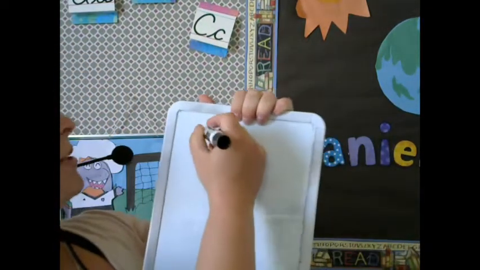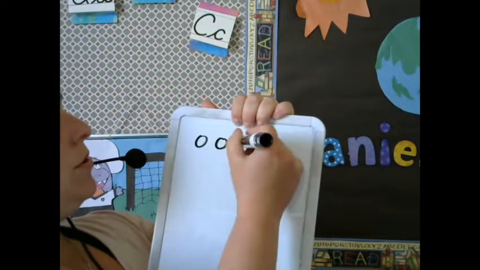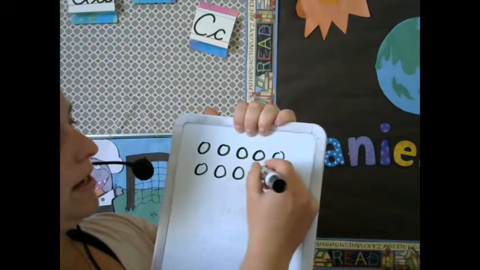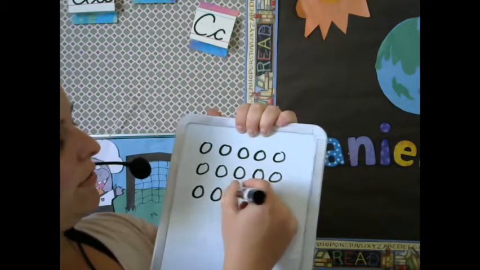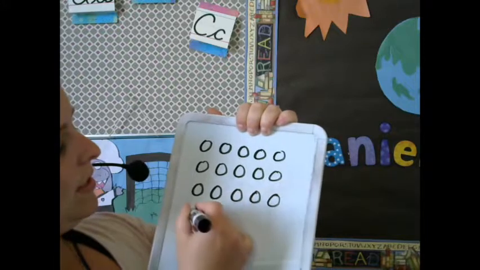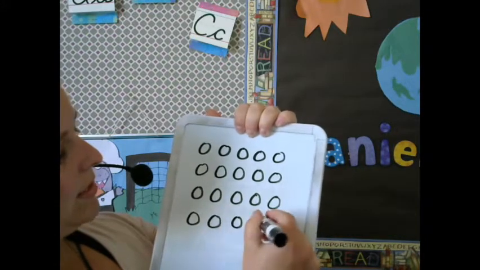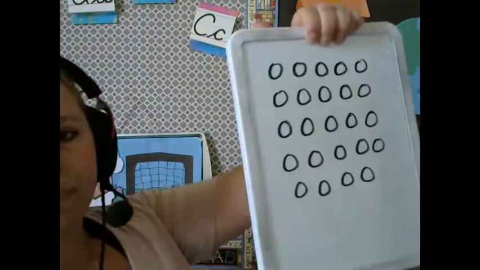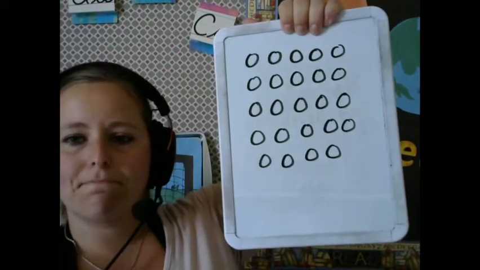Okay, so let's draw this out. For the conch shells, it'll be easiest if I just draw a circle. I could draw out all the shells and everything, but I'm not going to, okay? So first thing I'm going to do is get 24 because they gathered 24, right? So I'm going to draw 1, 2, 3, 4, 5, 6, 7, 8, 9, 10, 11, 12, 13, 14, 15, 16, 17, 18, 19, 20, 21, 22, 23, 24, okay? So we've got 24 right here.